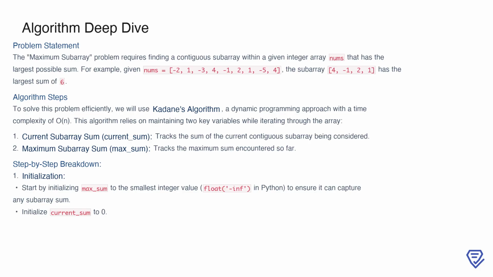To solve this efficiently, we use Kadane's algorithm, which applies a dynamic programming approach with a time complexity of O(n). The algorithm revolves around maintaining two key variables: current_sum, which tracks the sum of the ongoing subarray, and max_sum, which records the highest sum encountered so far. We start by initializing max_sum to the smallest possible integer value, ensuring it can capture any subarray sum, and set current_sum to 0. These initial values set the foundation for iterating through the array and dynamically updating our results.